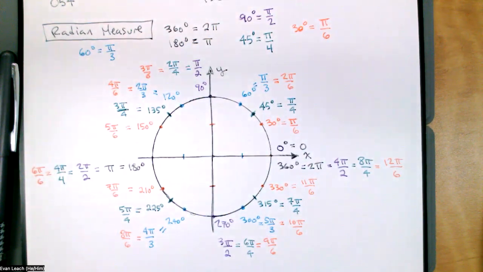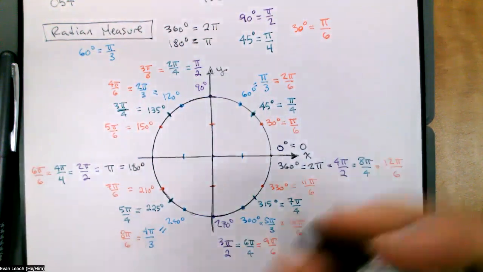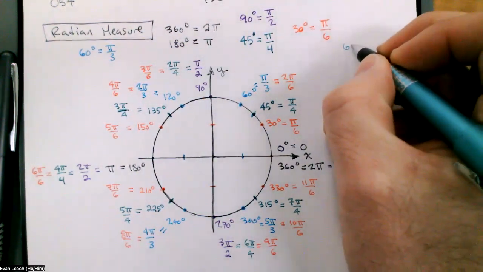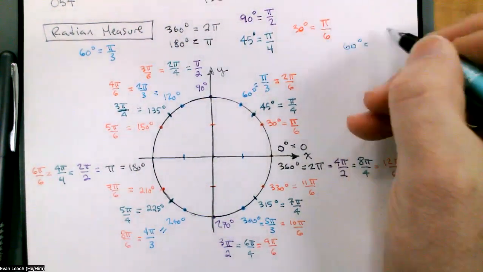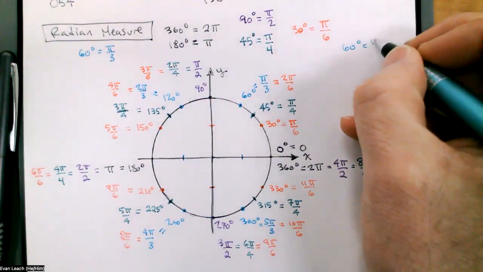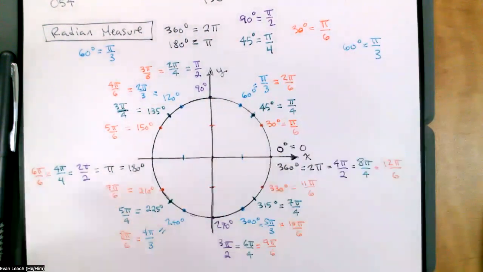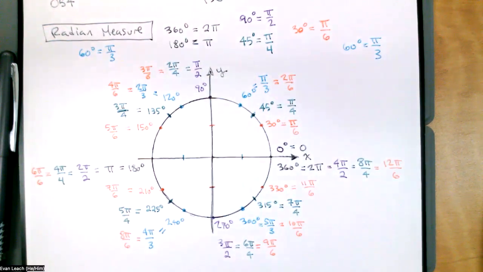We can also get there from taking the 30 degrees and multiplying by 2. 30 times 2 is 60 degrees. And 2 pi over 6 times 2 is pi over 3. Or we could take the 90 and do 2/3 of that, but no one ever wants to do that.